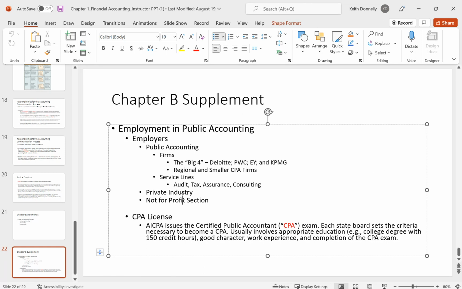The third idea here is the statement of cash flows. It's your beginning cash plus your inflows minus your outflows equals your ending cash. And with regard to those inflows and outflows, you have to categorize them into one of the 3 categories: the operating, the investing, the financing.